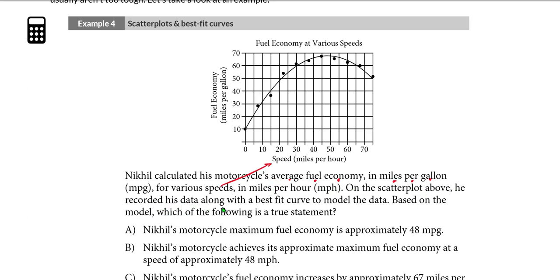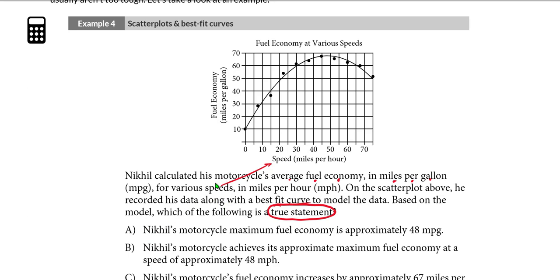He recorded his data along with a best fit curve. So they'd come right out and tell us that this is a best fit curve. But again, we can see that on the graph. To model the data based on the model, which of the following is a true statement? Wow, Nikhil has a lot of time on his hands to make such a nice chart here. But anyway, which of the following is a true statement? So can we predict here? I don't know that prediction is the best way to do this.